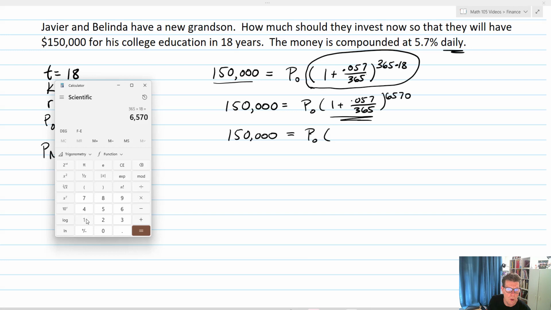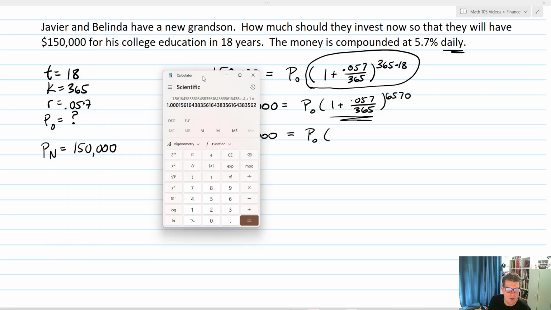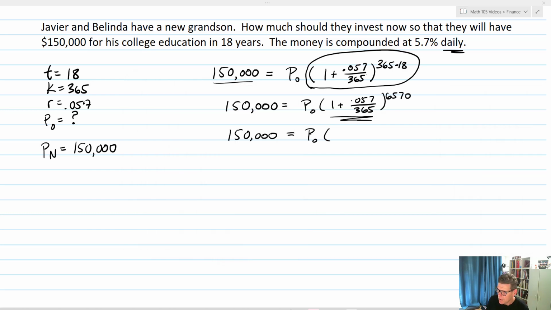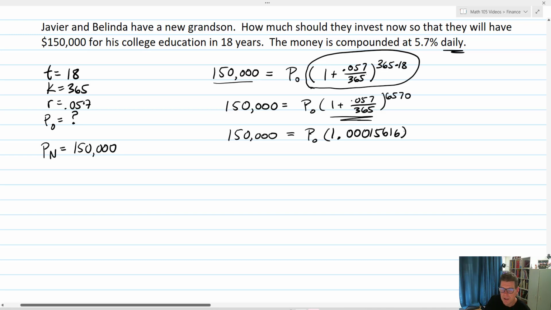We'll get 1, excuse me, not 1, but 0.057 divided by 365 plus 1. And so that's our value right there. And we're going to raise that to the 6,570th power. So I'm going to write that in. So I get 1.000156616 to the 6,570th power.